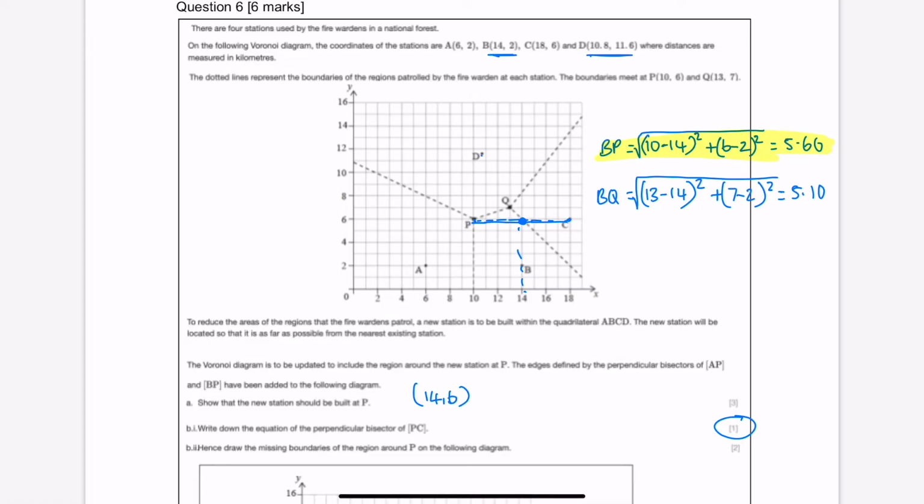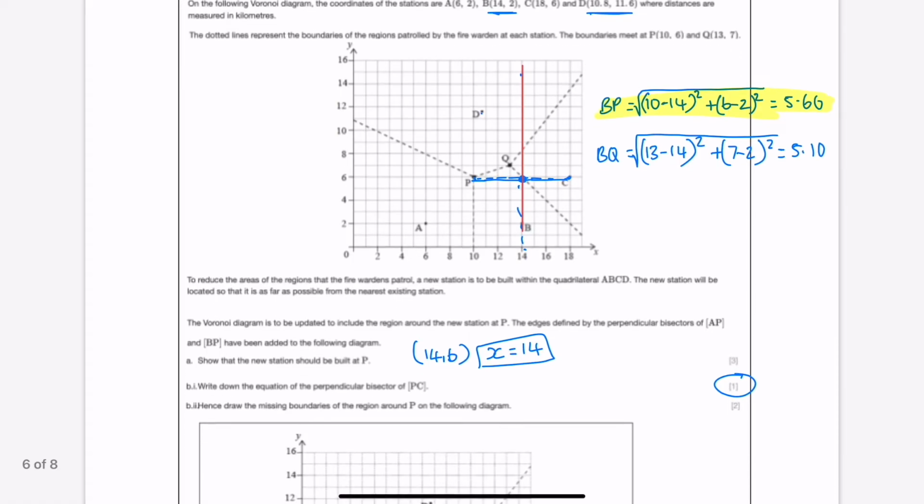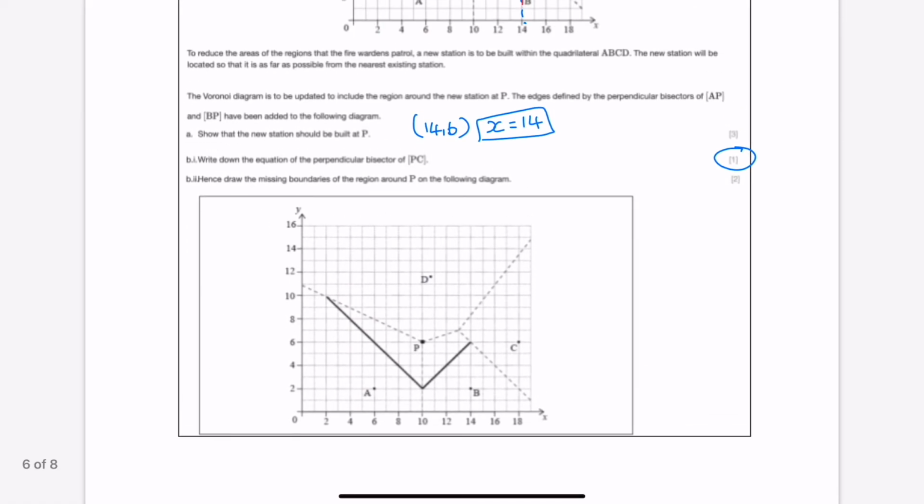And we know that the gradient is going to be vertical because the original is horizontal. So this line here comes through, and this is the line x equals, because it's a vertical line. x equals 14. So my equation is just x equals 14. So that one mark shows me that it's a simple one to do, and I don't need to do much more. So now that I've done that, if I imagine I've added in this coordinate P, I'm now going to continue to draw my Voronoi diagram.